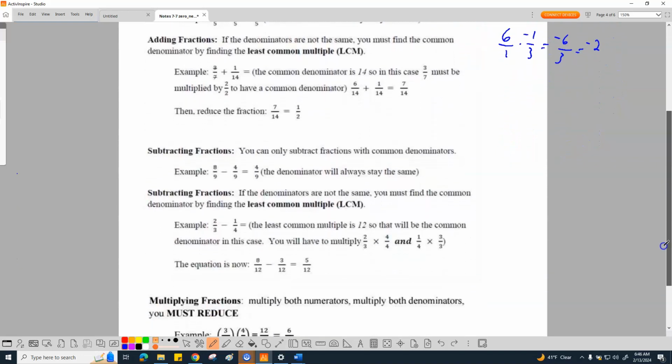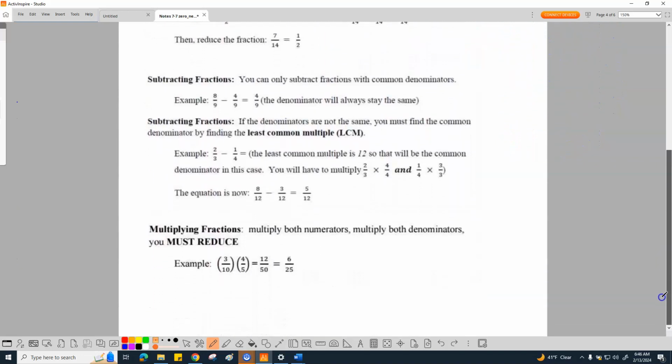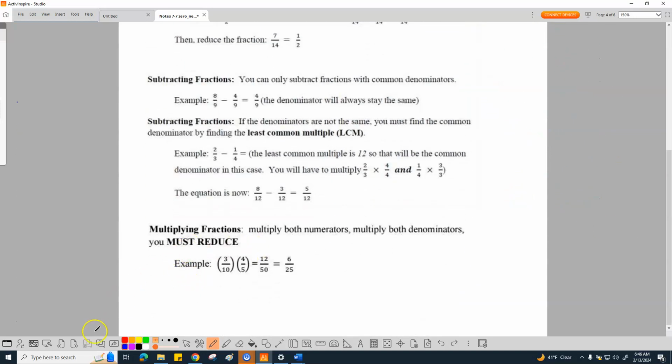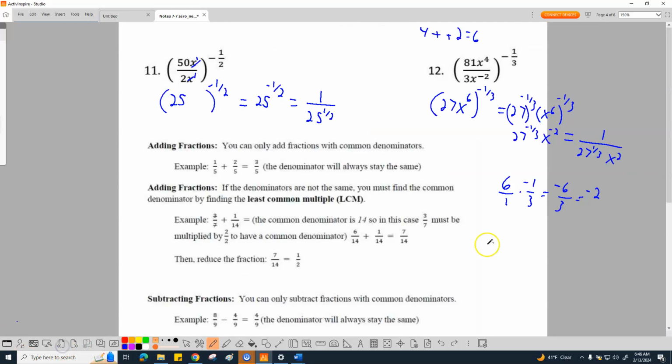So that's basically what we have for our examples today. This is showing you how to do your fractions, how to reduce them, things like that. I also included a YouTube video on this, and the best way to get this, honestly, is to just do the work, guys.